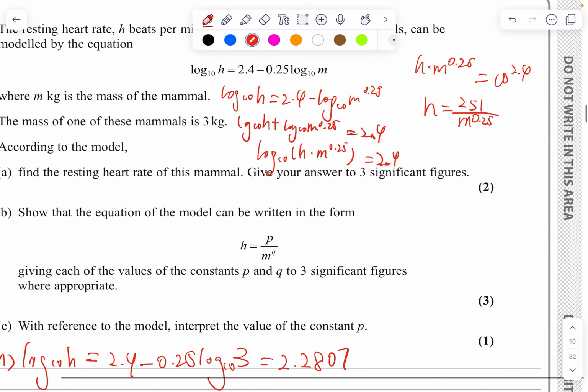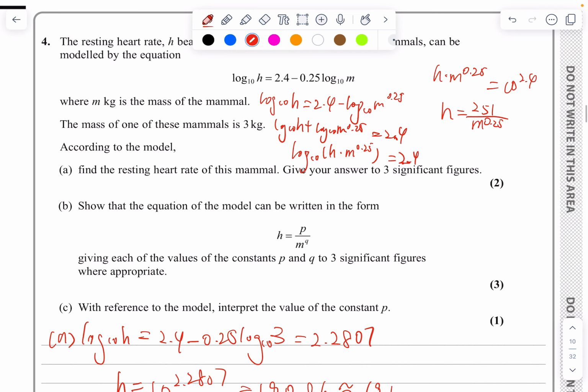With reference to the model, interpret this value of P. So we have P equals 251, right?